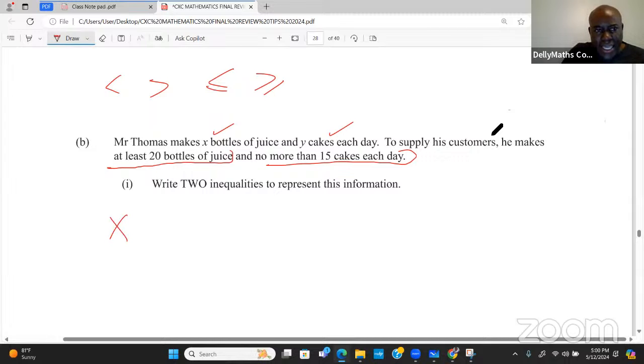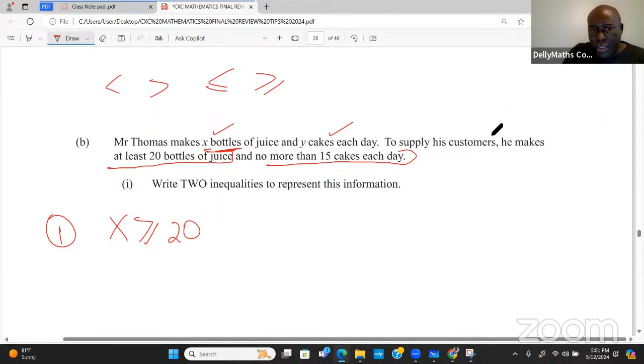It did say here that Mr. Thomas makes X bottles, so X bottles at least. If you say at least, it must be greater than or equal to that number. That's our first inequality: the bottles must be greater than or equal to 20, or we could say X is greater than or equal to 20.